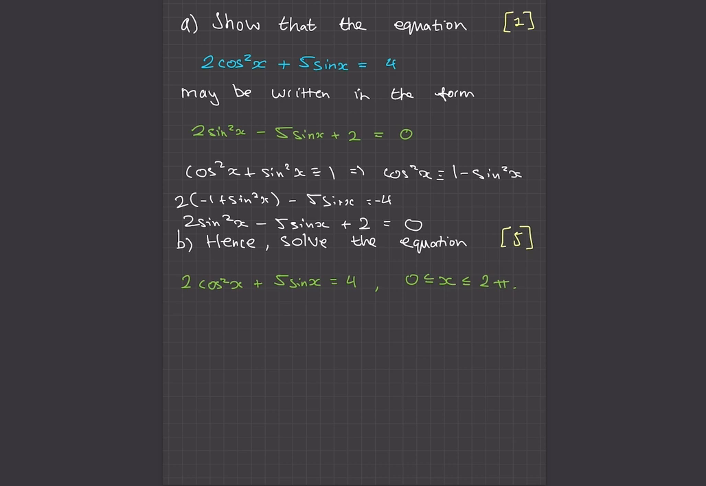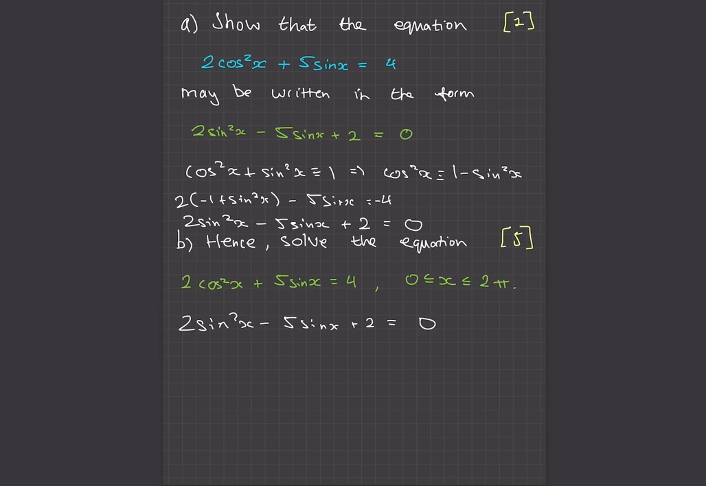It says hence solve the equation. So it's the same equation as before, and as I just said, we can't solve this just with cosine and sine. We need one trig function in order to solve it. So what do we do? Well, there's a hint, because it says hence, and just hence, not hence or otherwise. We have to use this first part. And what did we show? We showed that this is equal to this. So solving this equation is the same as solving 2 sine squared x minus 5 sine x plus 2 equals 0.